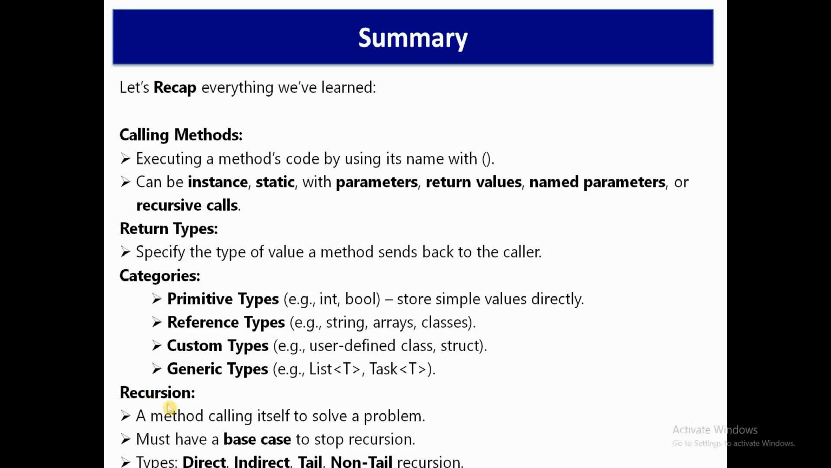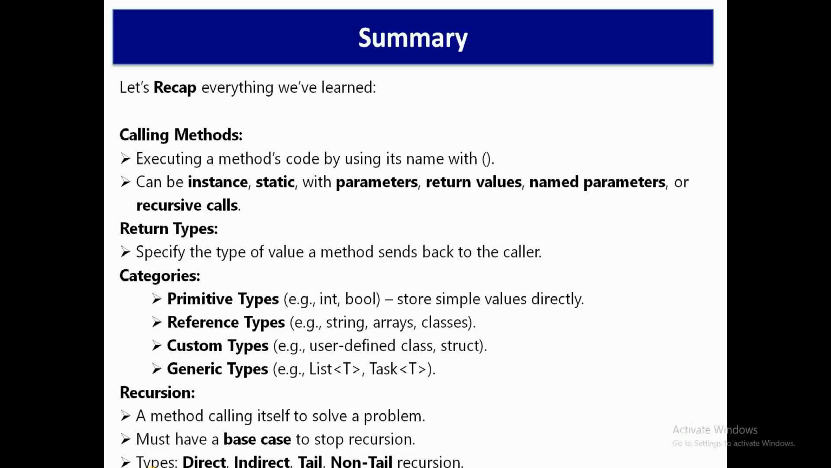Next one we have recursion, a method calling itself to solve a problem. If we want to call a method inside that particular method, then we can go with this approach, that is a recursion process. It must have a base case to stop recursion. If we want to use recursion, we must have a base case where we put some logic, and if that logic is matched, then only the recursion part will execute, otherwise it will return that value or execute the remaining code.